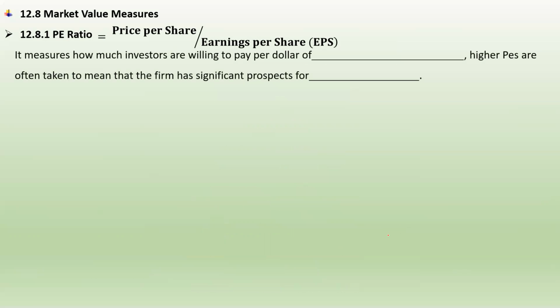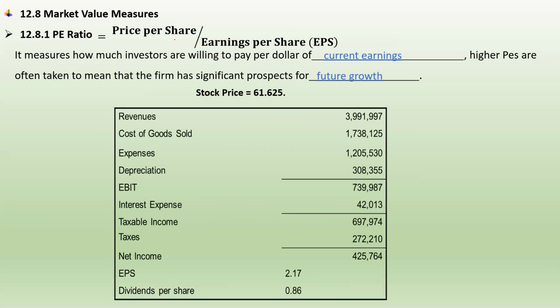The last category of ratios is called market value measures. The first one is the PE ratio. It's price per share divided by earnings per share. It measures how much investors are willing to pay per dollar of current earnings. Higher PEs are often taken to mean that the firm has significant prospects for future growth. It means, for each dollar of earnings, what price are the shareholders willing to pay?